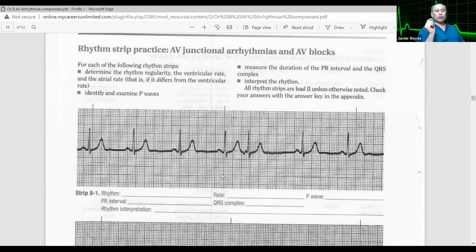Okay, let's go back. If you have a P wave before every QRS and the rate is regular, the only abnormal thing about this rhythm is the heart rate. You said the heart rate is 50. So what would you call this rhythm?